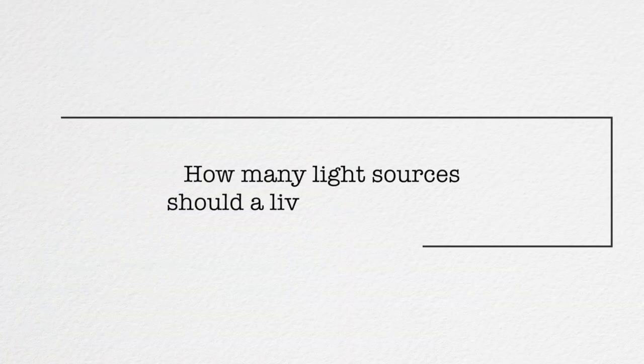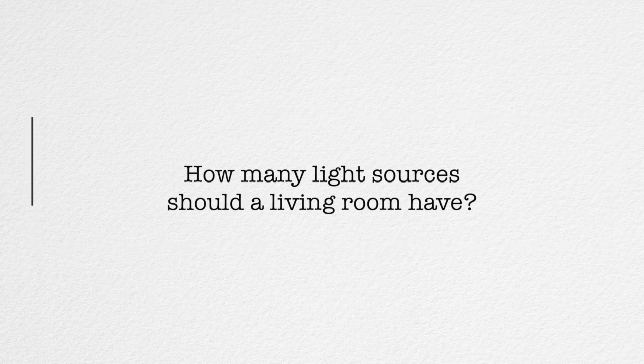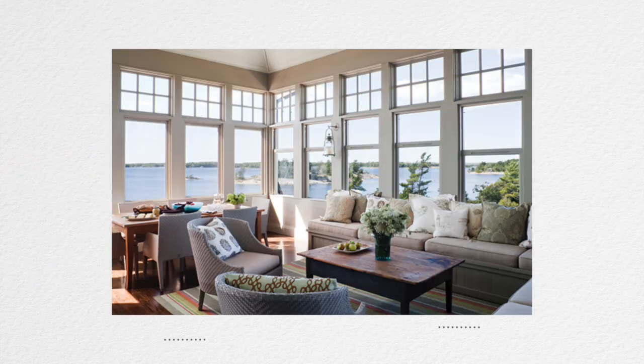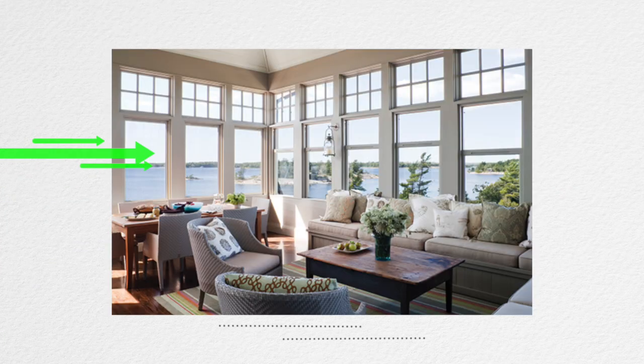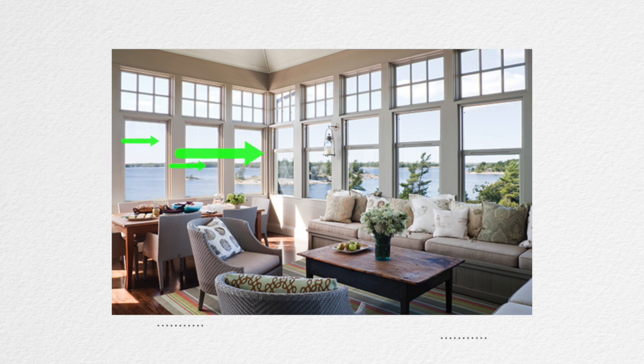The next question is, how many light sources should a living room have? So I'm going to say 3, and I'm going to tell you what those 3 are. The first light source you should have is natural light, at least in your living room, right? If you have a choice of the rooms in your house, choose a room with natural light for your living room. I don't care if you have to turn a bedroom into your living room and make someone sleep in the living room. I need you to have natural light in there.